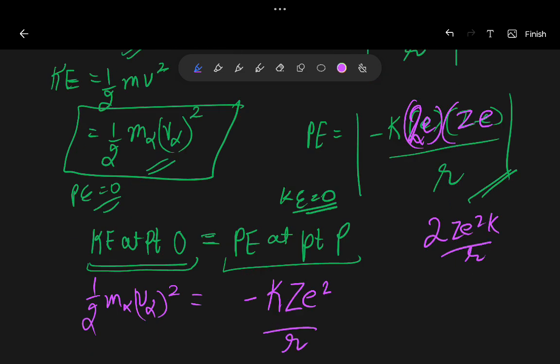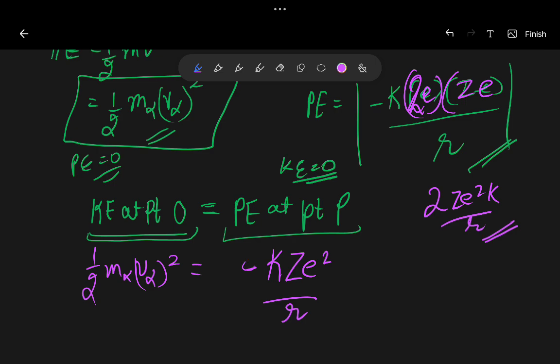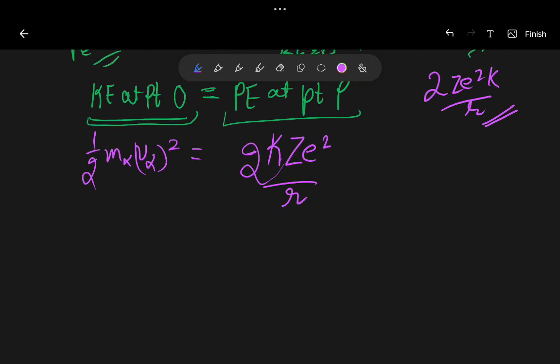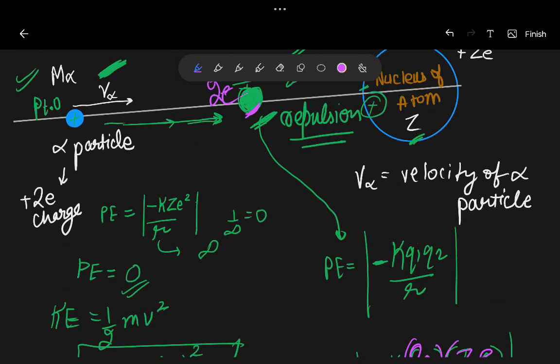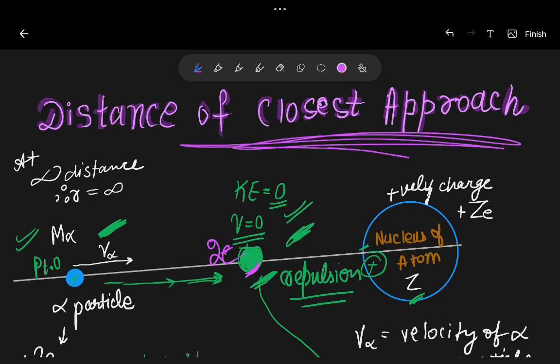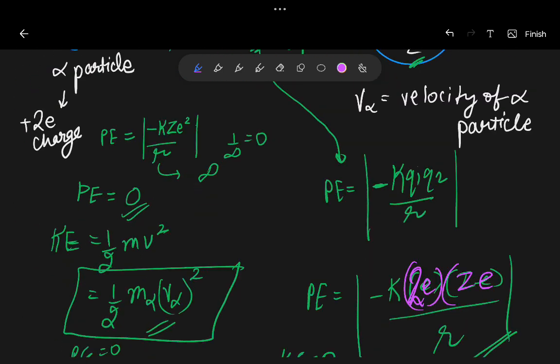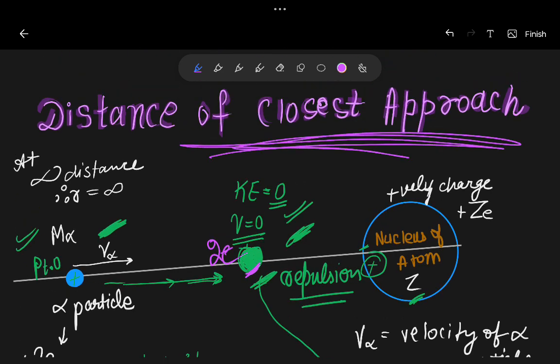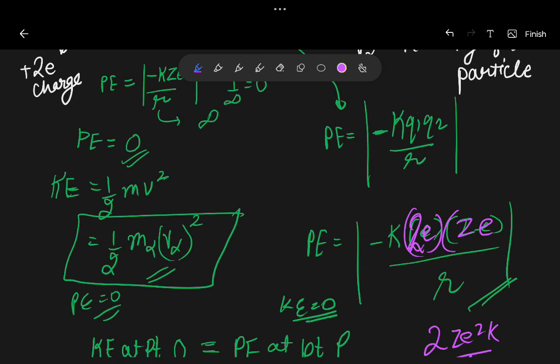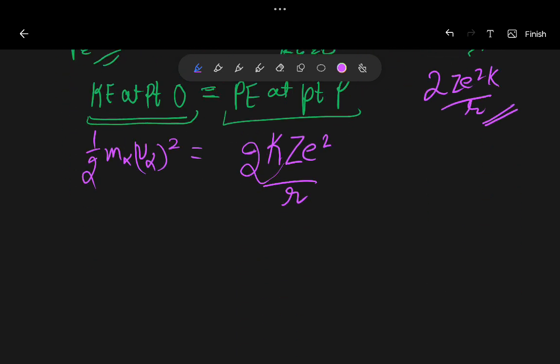When I'm going to remove the modulus, there will be no negative sign. This was the value I was getting, so let's just write here like this. Now let's try to equate them and try to find the radius, because we are trying to find the closest distance, the effective radius of nucleus. So it is just the distance between the nucleus of an atom and the alpha particle, where that particle's velocity becomes 0. This is called the distance of closest approach, or effective radius of nucleus is the other name for that. Now let's try to simplify it.